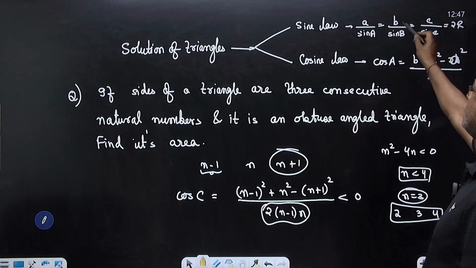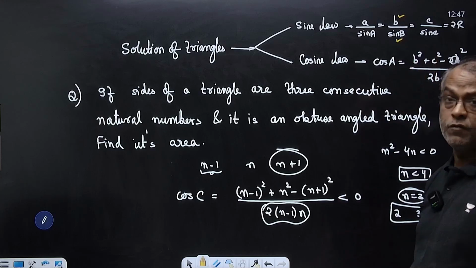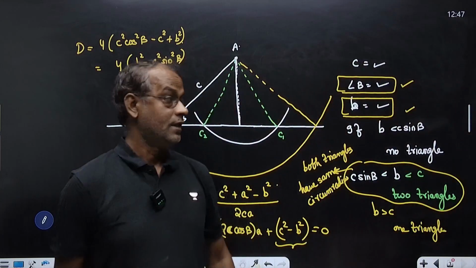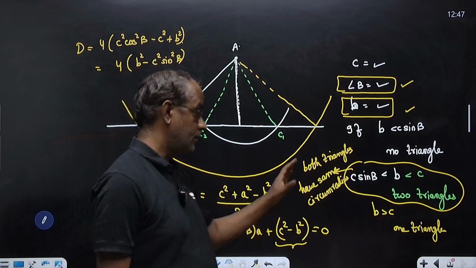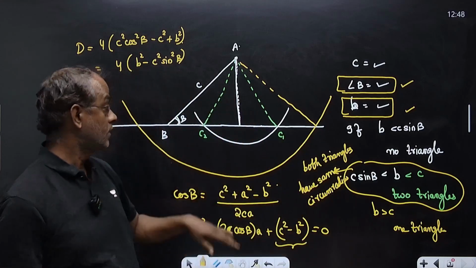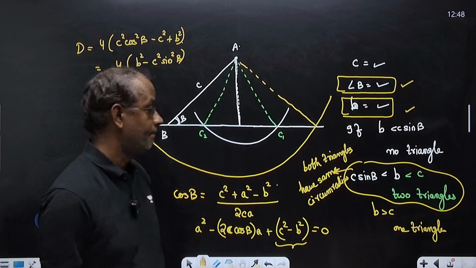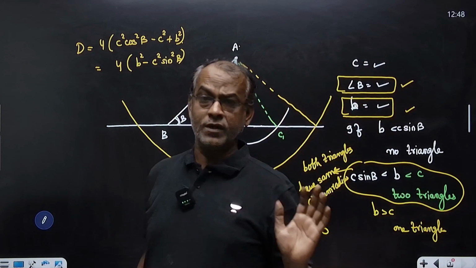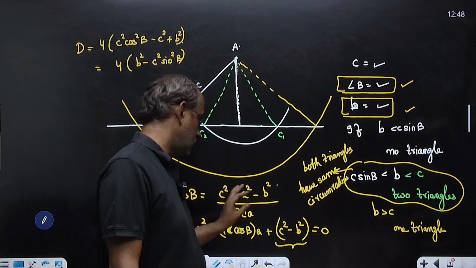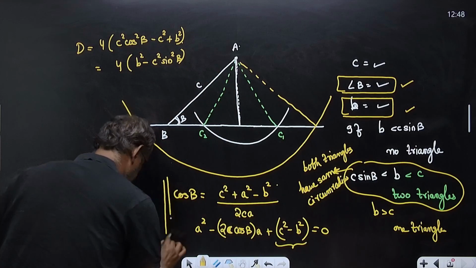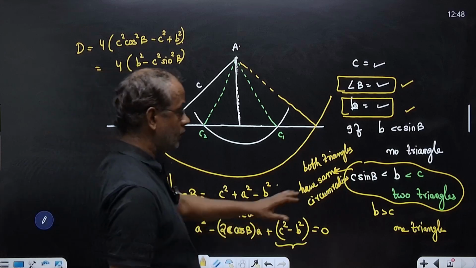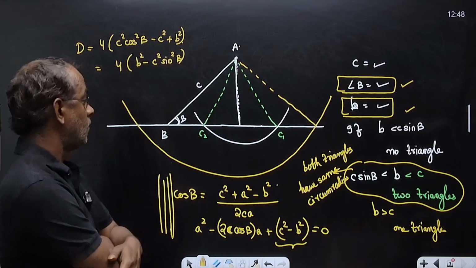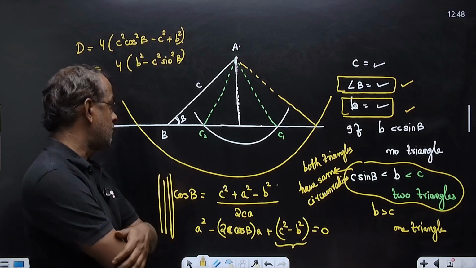b by sin B is 2R. b is fixed and sin B is fixed for both the triangles. So we can very easily conclude that even when you get two triangles, they will have the same circumradius, not inradius. Inradius would be different, you can see. So these are called ambiguous cases in a triangle. My humble request is just do this process. Don't get involved into these things. Okay, that will be a bit cumbersome.